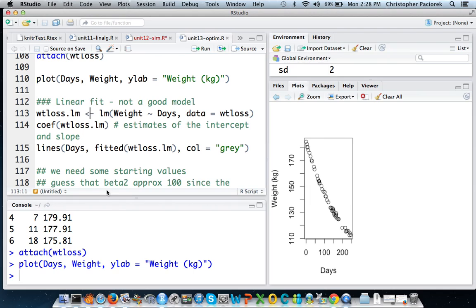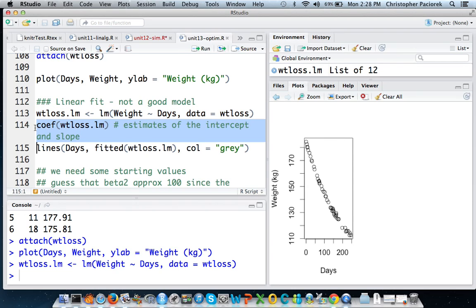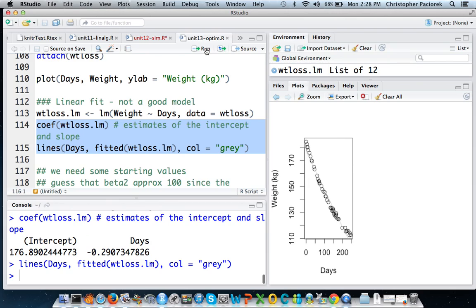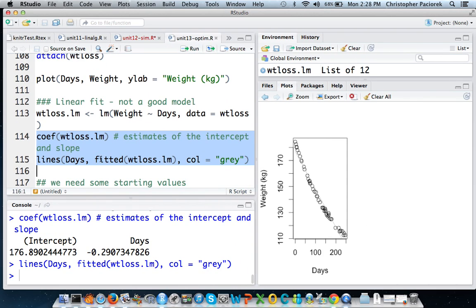Just to motivate this, if we do a linear fit on these data, and just fit a linear regression as a function of time, this color is terrible. I won't bother replotting it, but there's a very thin gray straight line running down here that sort of fits the data, but it doesn't really capture the curve, the nonlinearity in the observations very well.